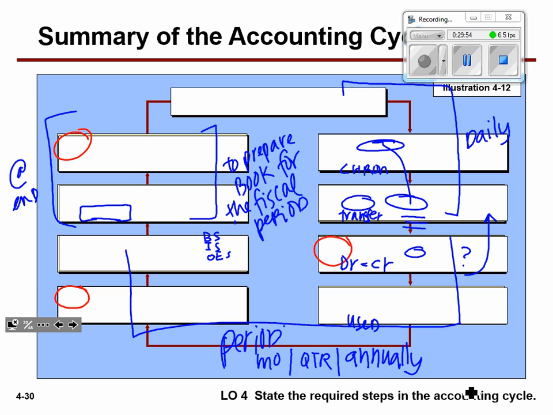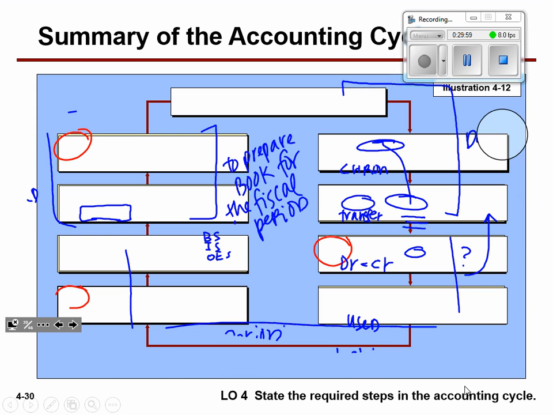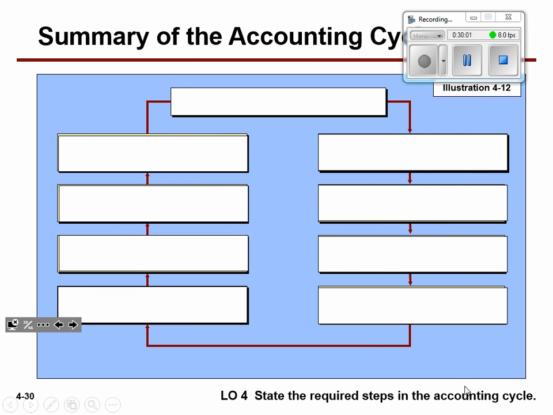I knew this was somewhere. That one's in your notes. This summarizes the full accounting period. And I want you to fill this in with me. You have now seen a full accounting period happen, okay?